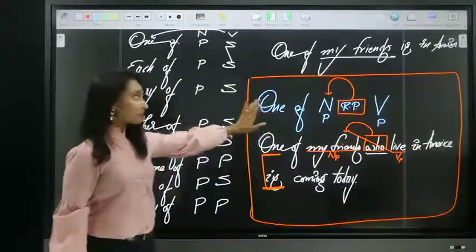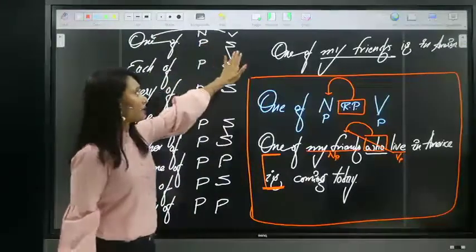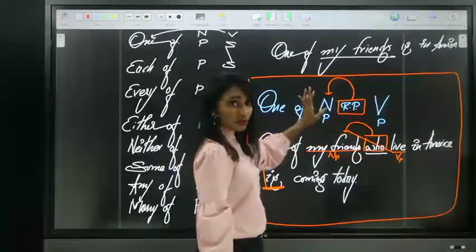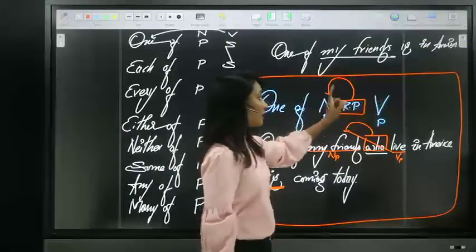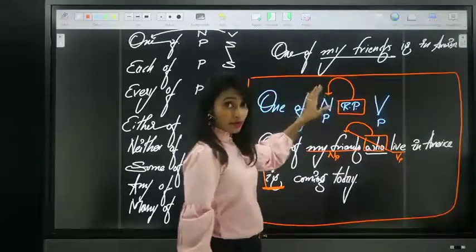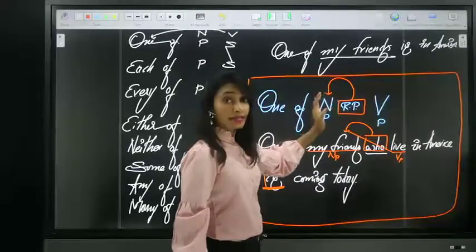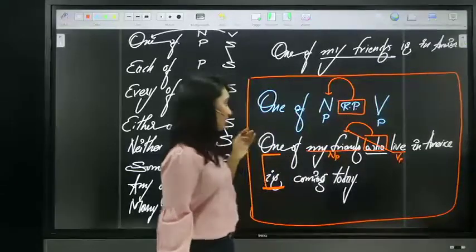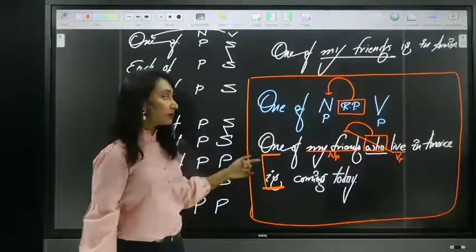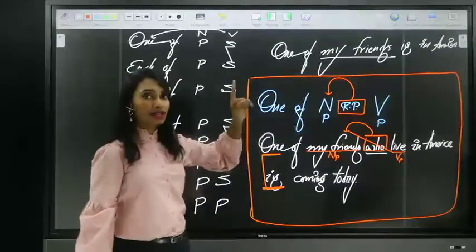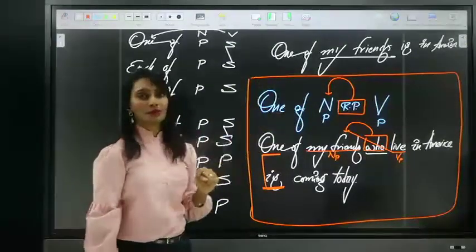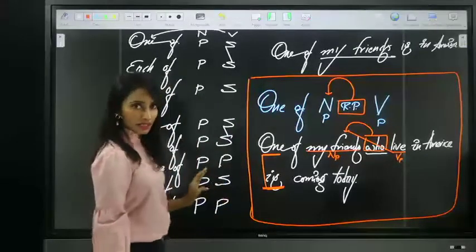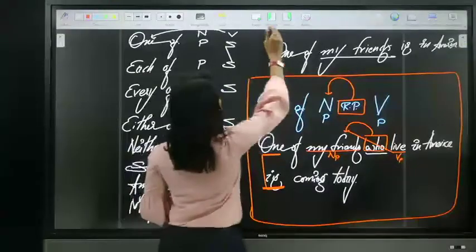"One of the" always takes a plural noun and a singular verb. That is the actual concept. But when there is a relative pronoun between the noun and the verb, remember the subject of the relative pronoun is its antecedent, that is, the plural noun. Hence, the verb that comes after the relative pronoun must be plural. Actual subject and actual verb will be different. But whenever this concept is there, remember it should always be plural when a plural noun is there. I hope it is clear. If you have any doubts, please let me know, and let us see some examples now.